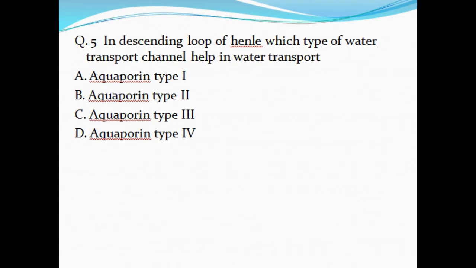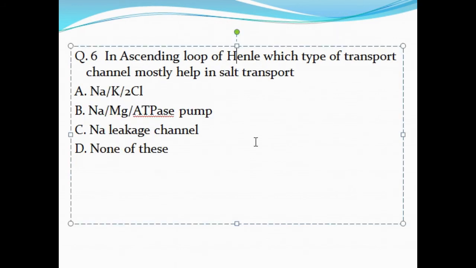Question number 5, in descending loop of Henle, which type of water transport channel helps in water transport? A, aquaporin type 1 channel, B, aquaporin type 2 channel, C, aquaporin type 3 channel, and D, aquaporin type 4. Question number 6, in ascending loop of Henle, which type of transport channel mostly helps in salt transport? A, sodium potassium 2 chloride transporter, B, sodium magnesium ATPase pump, C, sodium leak channel, and D, none of these.